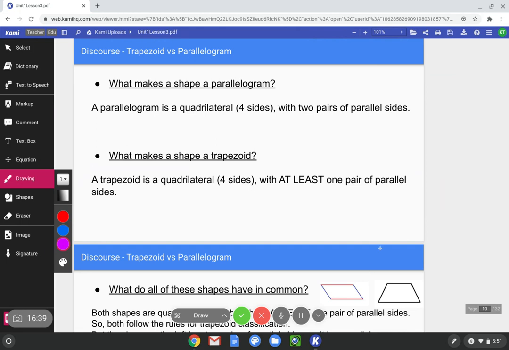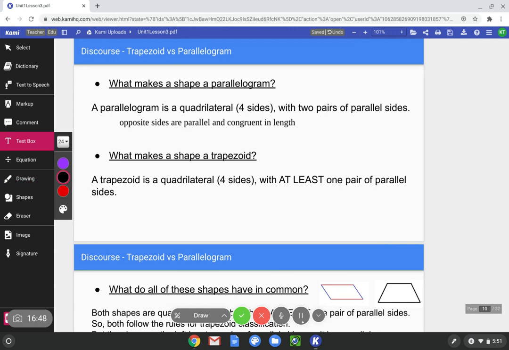We know a shape is a parallelogram when it is a quadrilateral, so it has to have 4 sides. And there are 2 pairs of parallel lines. Another attribute of a parallelogram is that opposite sides are parallel and congruent in length. We can see that in a rectangle, parallelogram, rhombus, and square. What makes a shape a trapezoid? A trapezoid is a quadrilateral, meaning 4 sides, with at least 1 pair of parallel lines.